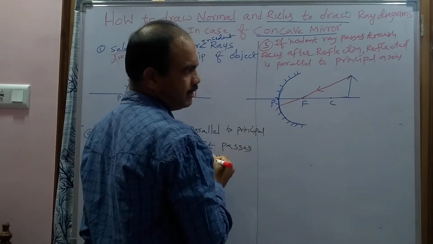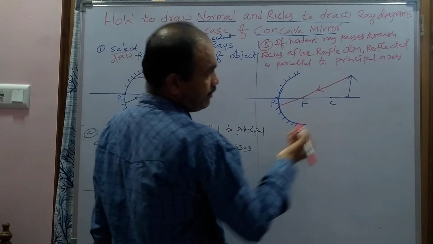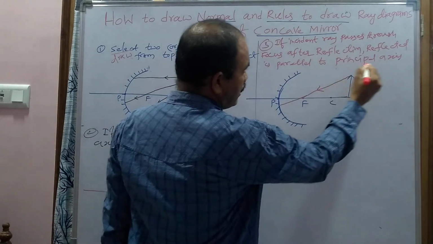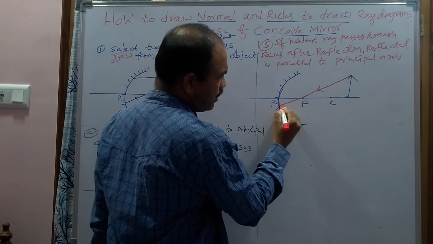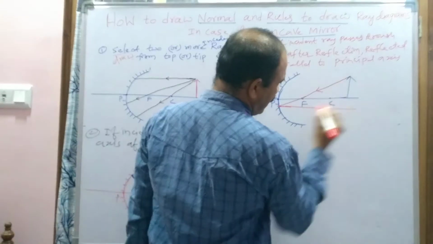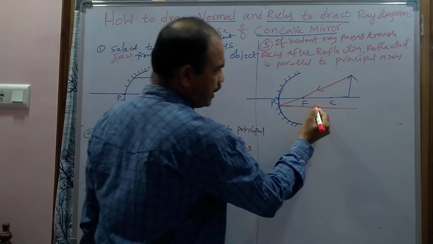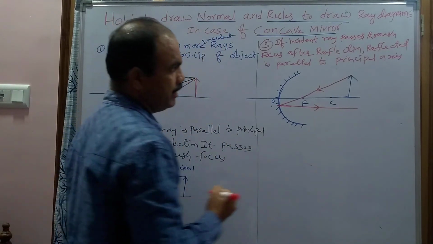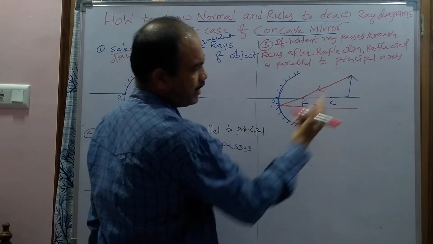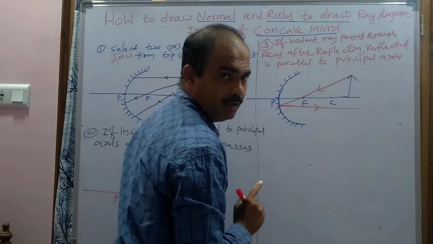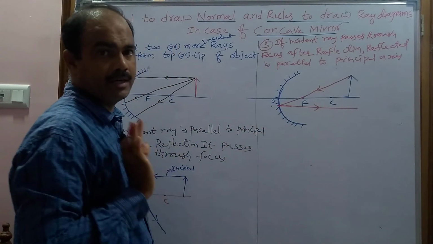So after incidence, what happened? Reflection takes place. How is the reflected ray? The reflected ray is parallel to the principal axis. At the point of incidence, you draw a parallel ray. After that you put an arrow mark away from the mirror. Now it becomes the reflected ray. Remember, for the incident ray, the arrow mark is towards the mirror. For the reflected ray, the arrow mark is away from the mirror. Arrow marks are very important to represent the incident ray and the reflected ray.